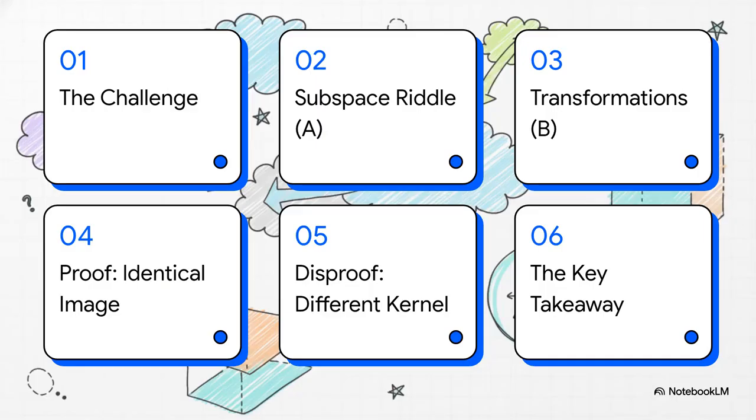So here's our game plan. We'll set up the problem, then we'll solve the subspace riddle in part A. After that, things get interesting with part B. We'll prove why the images are the same, but then show why the kernels are totally different. And we'll wrap it all up with the one big idea you need to take away from this.